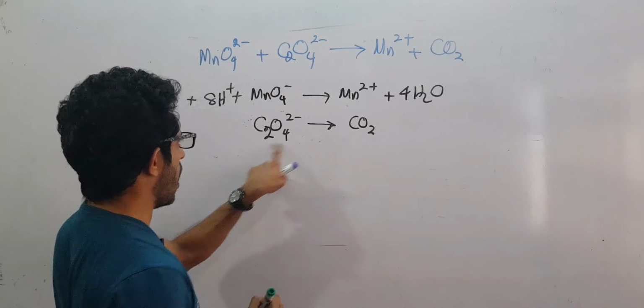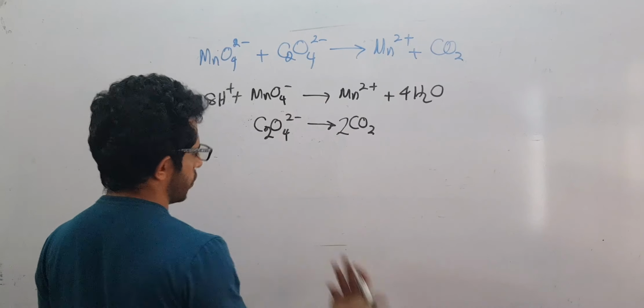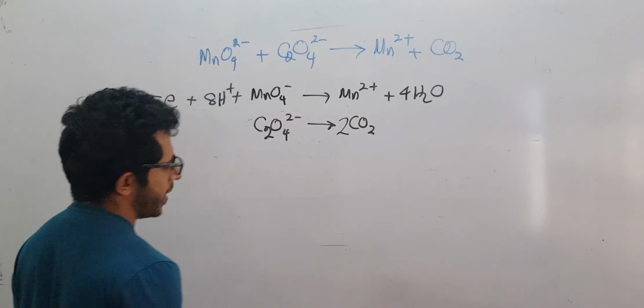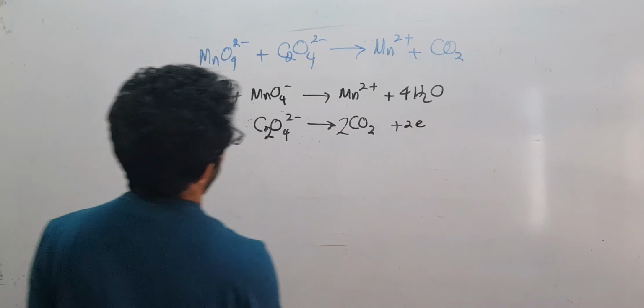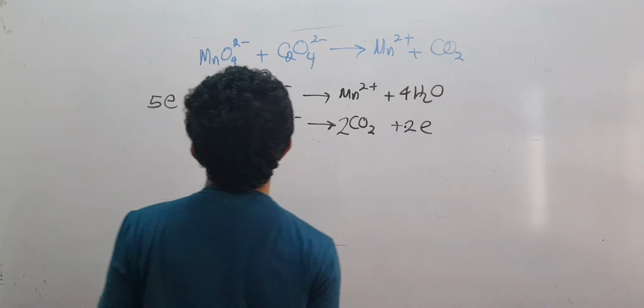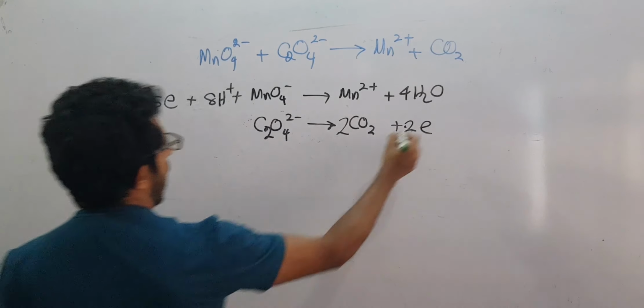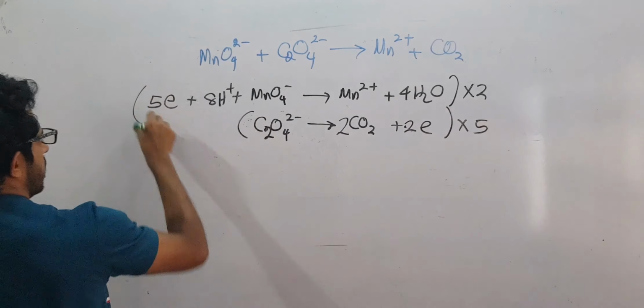C2O4 to CO2, 2 carbon, 1 carbon, so put 2 here. Then 4 oxygen, 2 into 2, 4 oxygen. Oxygen is balanced, so no more water to be added, no more hydrogen to be added. Minus 2 charge, so I have to put 2 electrons this side. Now you can see 5 electrons on one side and 2 electrons on this side. So to make them equal, I have to multiply this by 2 and this by 5. Then I can get the 2 reactions.